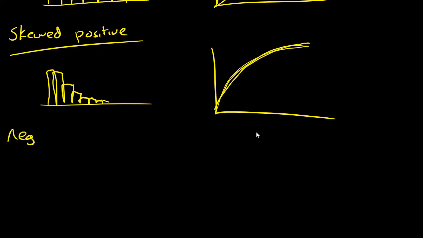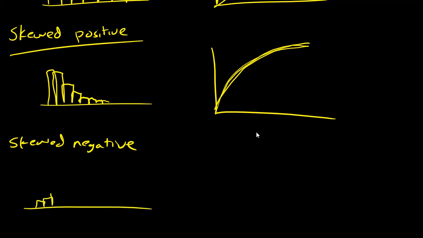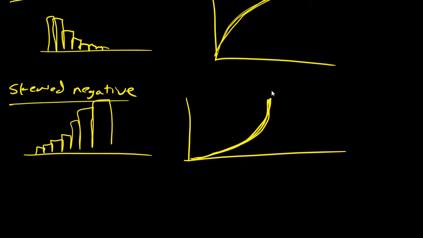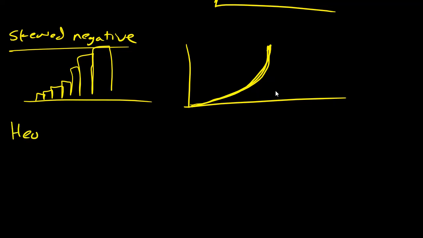If you have a skewed negative, you would plot your histogram and you'd have a bunch of observations all the way to the left. This is sometimes called a left skewed distribution. And your normal probability plot would look something like this. And then lastly, you can have heavy tails. Heavy tails is another very common one.